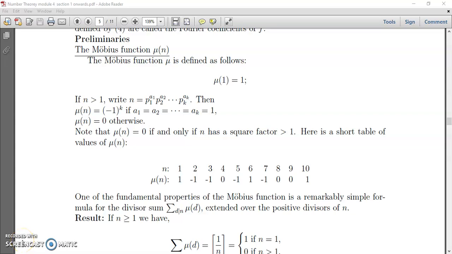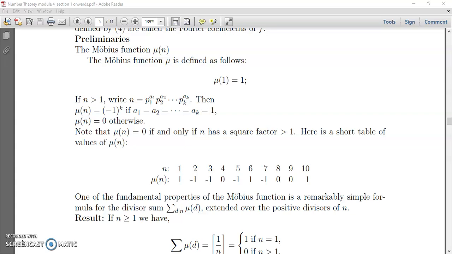Next, we will be discussing Ramanujan sum and generalizations. Before that, let us go through the previous section on Mobius functions, which you have learned already.